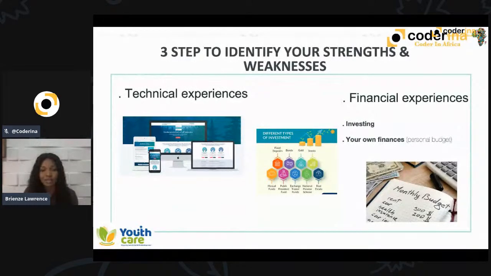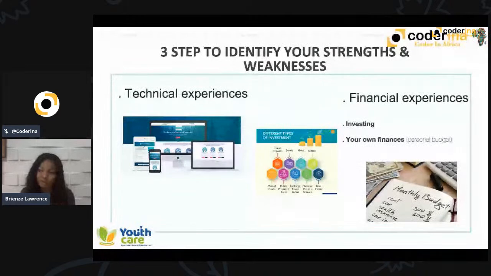Technical experiences. Okay, so again, website development, that's something that you can look at. Are you a technical person? Do you like to figure things out? If you like to figure things out, you can look into building websites, website development, or even graphic design, something as simple as graphic design.